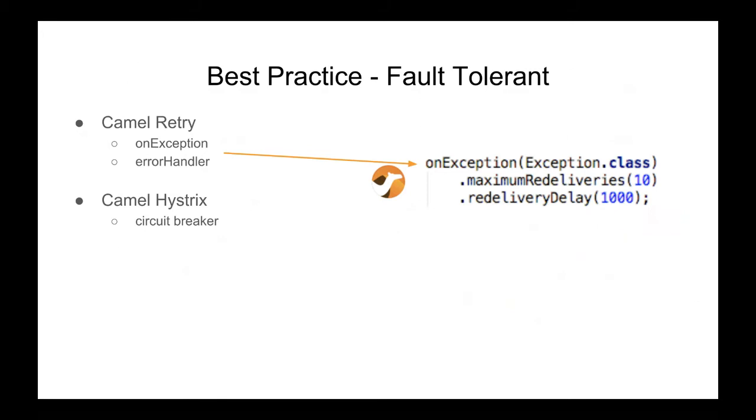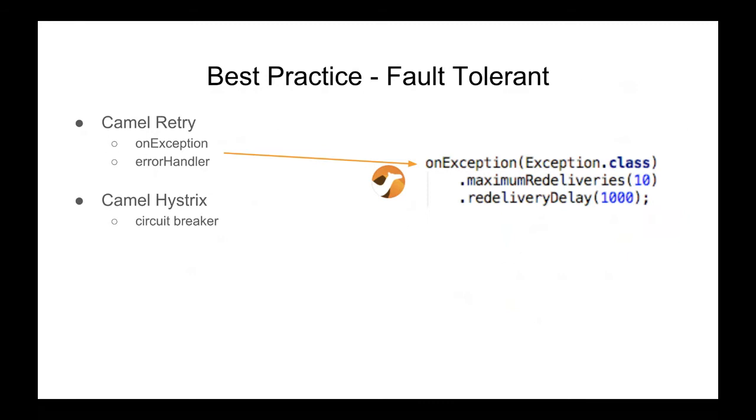Another very good pattern is around fault tolerance. When our applications are distributed, with distributed integration, we have a lot more communication over the network, and a lot more can go wrong when you have remote communication. Camel has two sides for that. One is the client-side retries, or Camel retries, and another is around circuit breakers implemented using Hystrix.